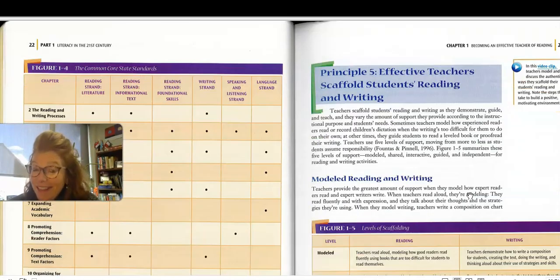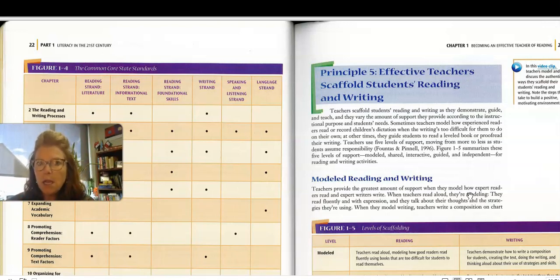Scaffolding. We learned about this in one of the other classes. This is Bruner. Scaffolding is bridging the gap between what students don't know and what they need to know. Remember, if you're in that zone of proximal development, the ZPD, you're in that right spot. They're learning with just enough push that they can understand it. And that push is usually some type of scaffolding. We want to help them learn.